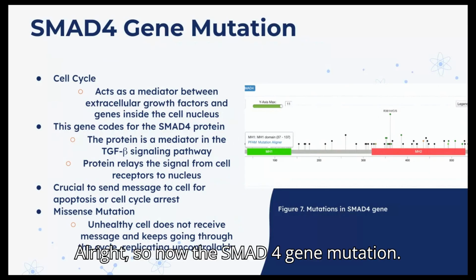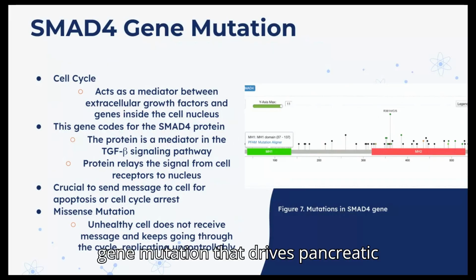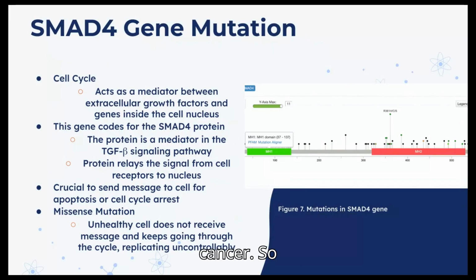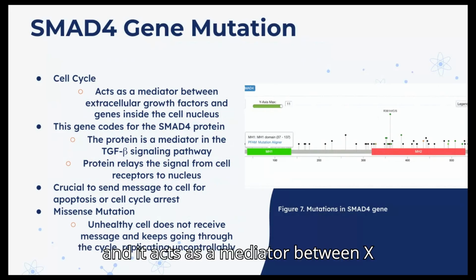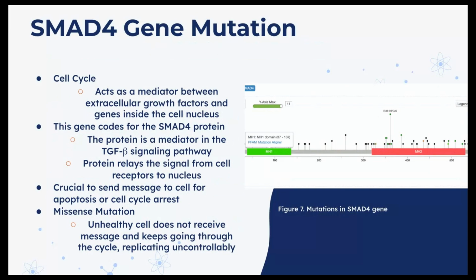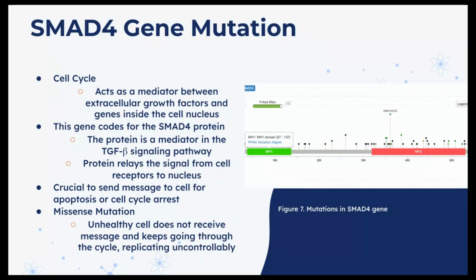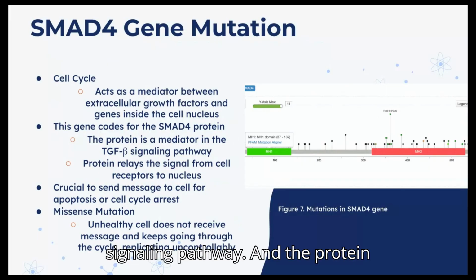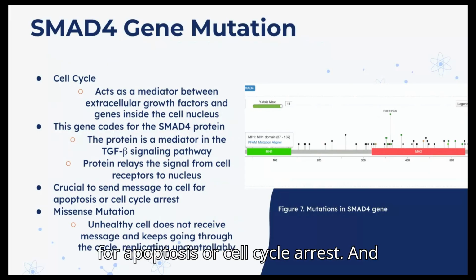Alright, so now the SMAD4 gene mutation. This is the fourth major gene mutation that drives pancreatic cancer. The SMAD4 gene codes for the SMAD4 protein, and it acts as a mediator between growth factors from outside the cell and genes inside the cell nucleus. So the protein relays the signal from outside the cell to the nucleus through the TGF-beta signaling pathway. And the protein is crucial to send messages to the cell for apoptosis or cell cycle arrest.